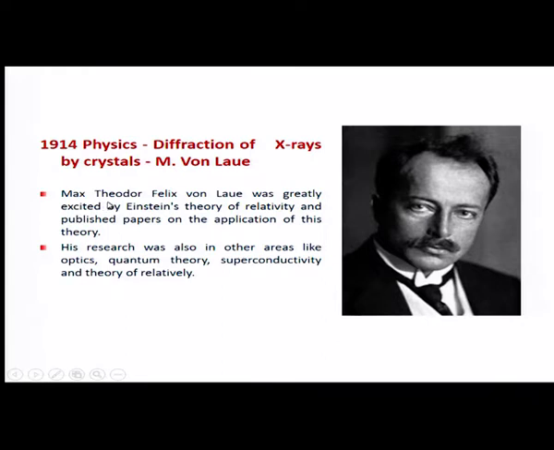Max Theodor Felix von Laue was greatly excited by Einstein's theory of relativity and published papers on the application of the theory. This is additional work he has done. His research was also in other areas like optics, quantum theory, superconductivity and the theory of relativity. So, when Nobel Prizes have been awarded, do not think that those are the only fields they specialized in. Yes, they did, but before and after that they also specialized in different fields.